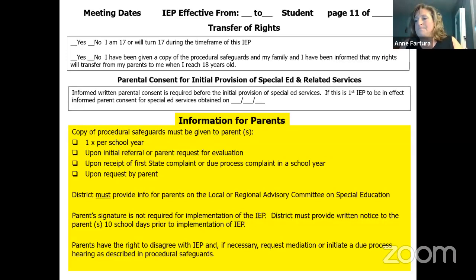So, the next piece is district information must be provided on the local advisory committee. So many of our districts in the state have very active local advisory committees. Some may be going through some transitions, but if there's information on meetings, there needs to be at least 4 meetings a year. So that information needs to be shared with families at each IEP meeting.